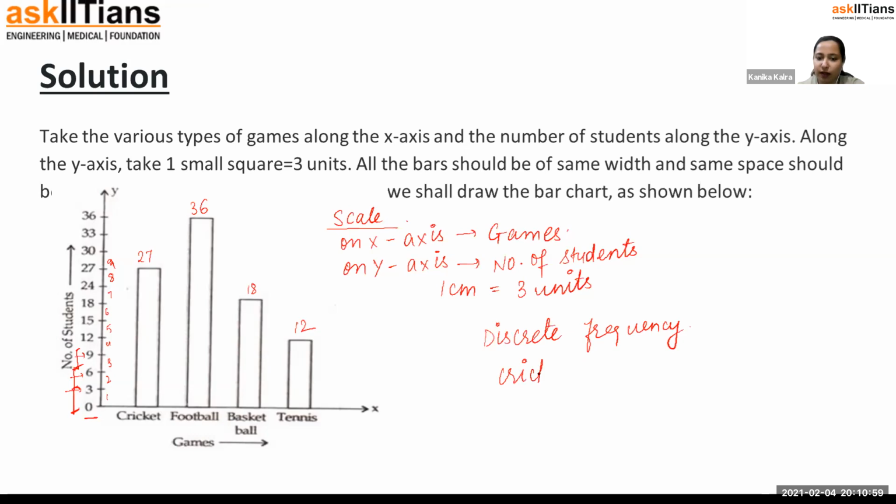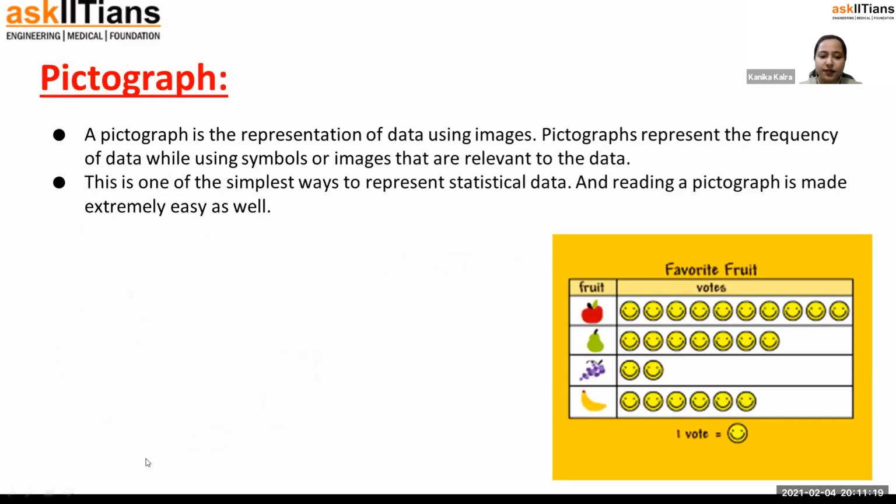Like for example, you have cricket. So cricket, the value associated is 27. So this is discrete frequency. Like every data value has an associated frequency with it. All right. I hope the bar graphs are clear to you. Fine. Now let's move further. We will be talking about pictographs now.